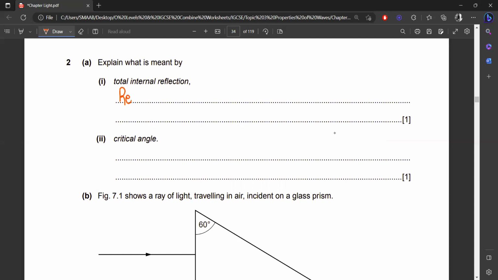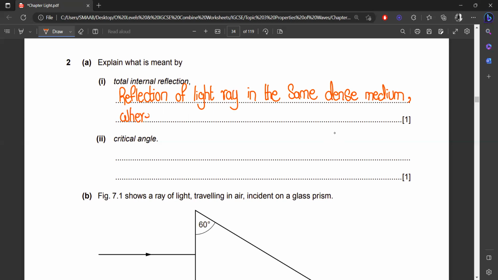So the reflection of the light ray happens in the same medium, or in the same dense medium, where there is no refraction. The ray is going to be reflected with the same angle in the same medium, right? And that is the dense medium.